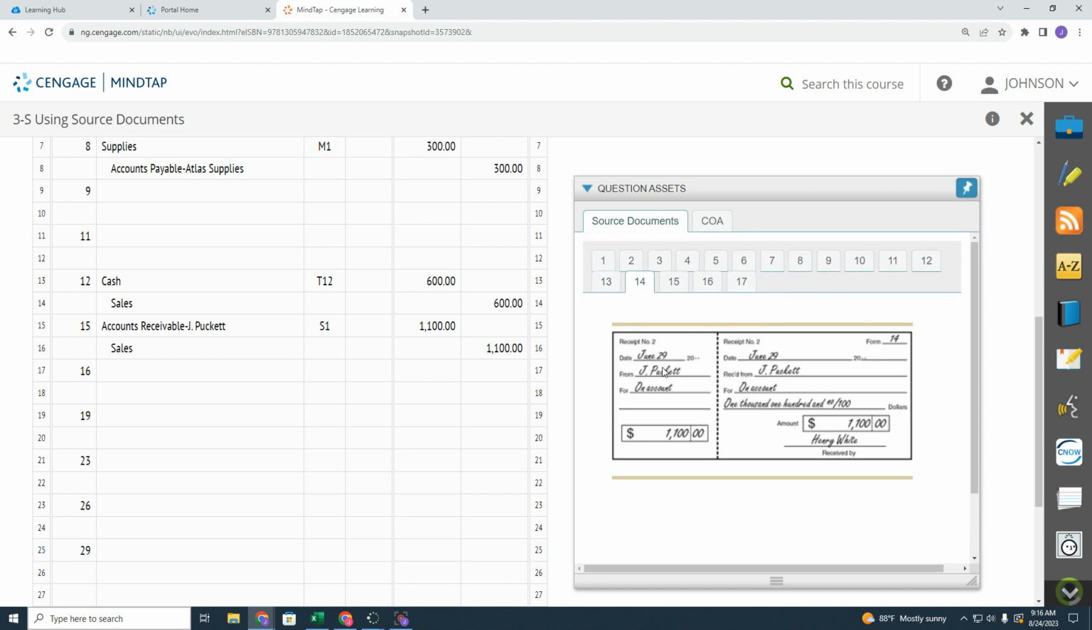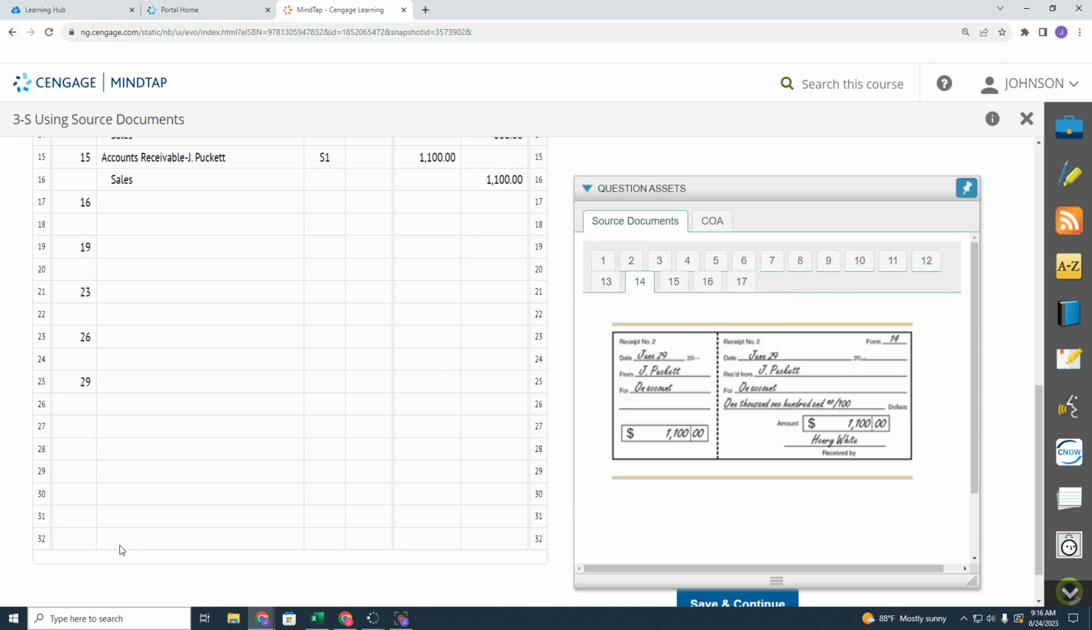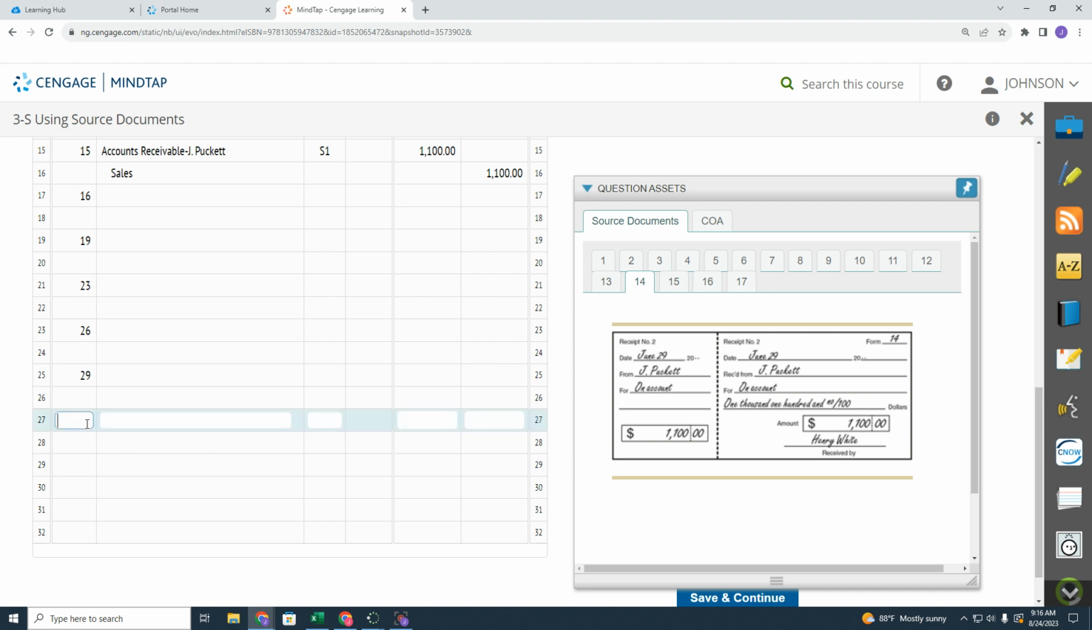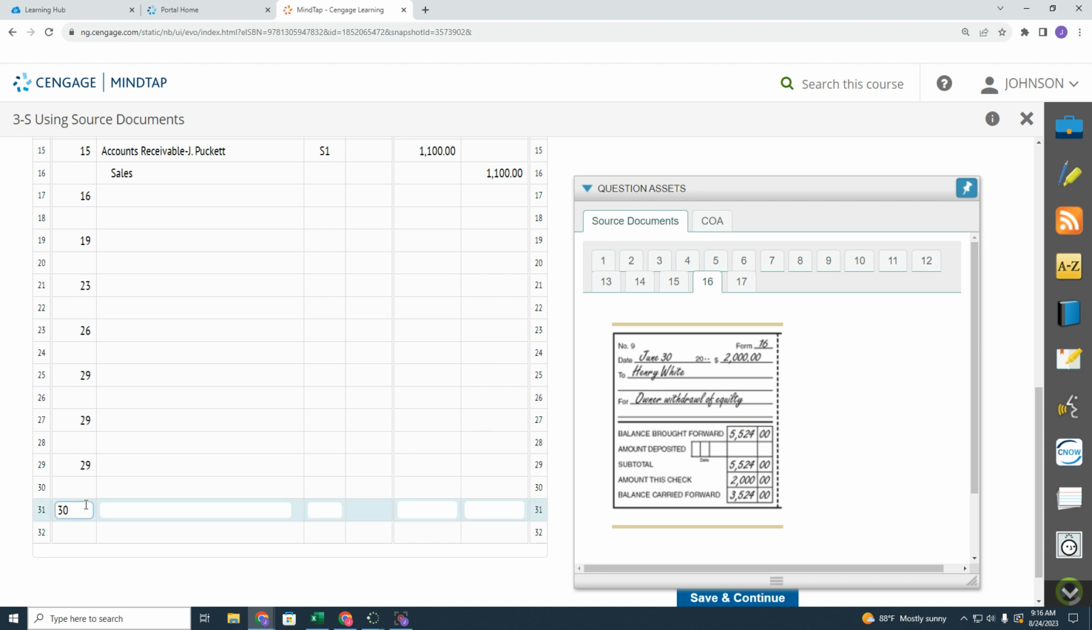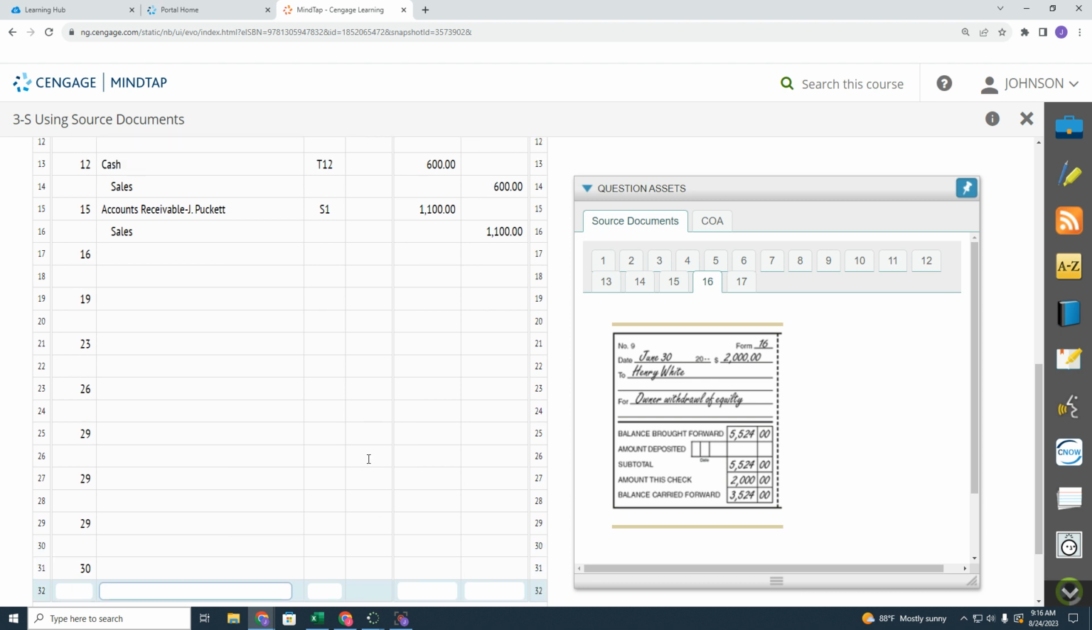On the 14th transaction on June 29th again, it looks like we have a receipt. So we're receiving cash on account. Somebody owes us money. They're paying us what they owe us. There's another check on June 29th. And then we have another check on June the 30th where the owner is withdrawing money. So we'll hit the drawing account and reduce cash.